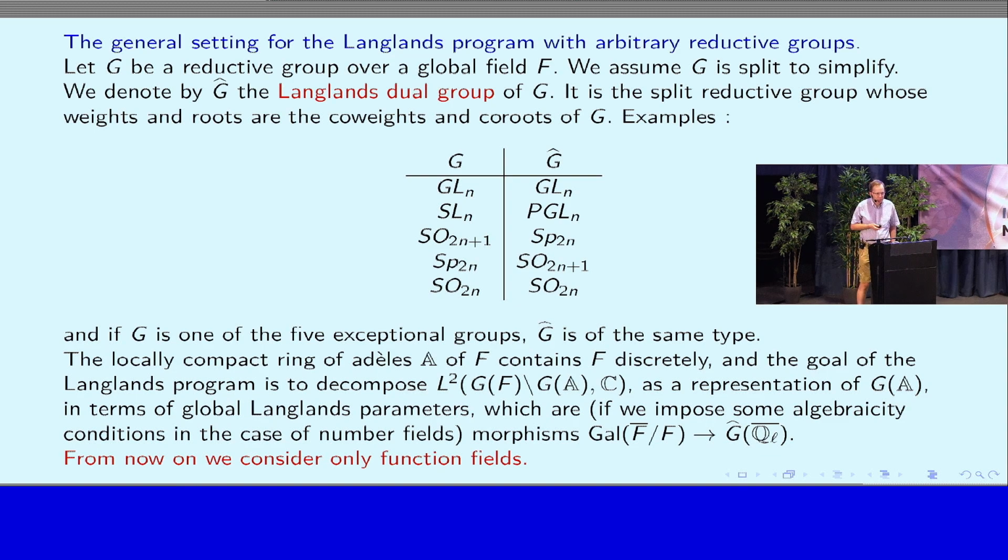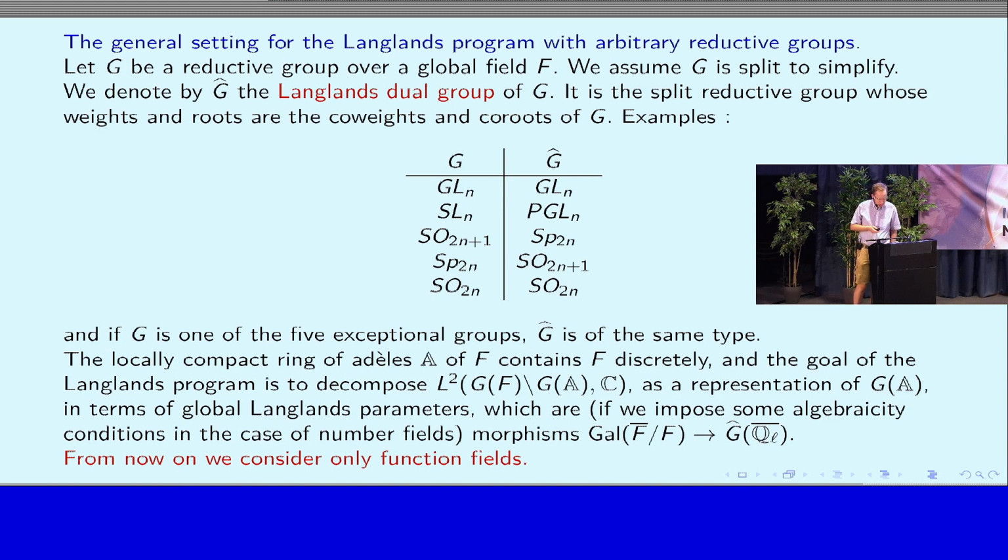The locally compact ring of adeles A of F, which can be defined as we did for Q, contains F discretely. The goal of the Langlands program is to decompose the vector space of L2 functions on the quotient G of A by G of F as a representation of G of A in terms of Langlands parameters, which are, under some algebraicity condition in the case of number fields, continuous morphisms from the Galois group of F to G hat of Q_l bar for some l.